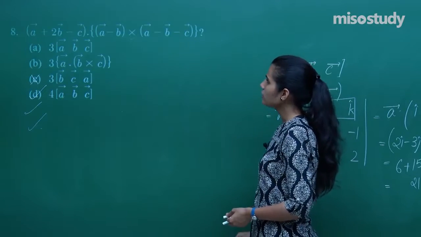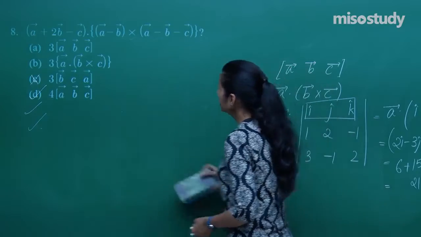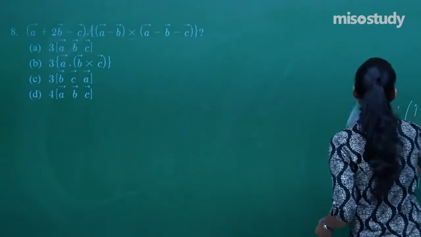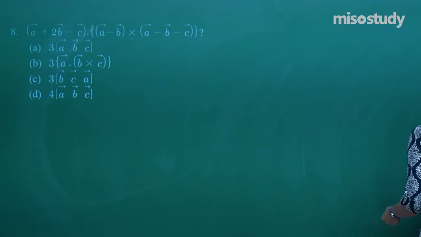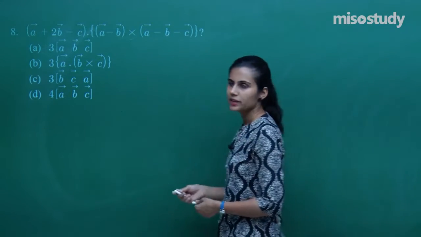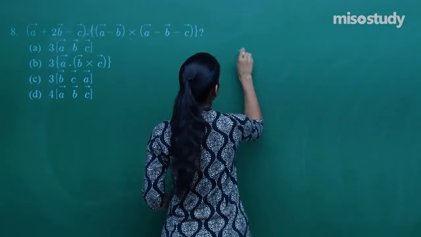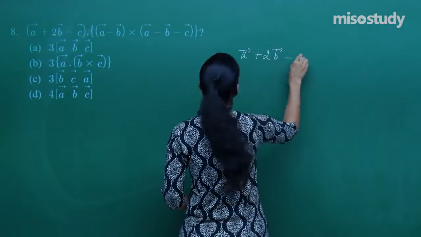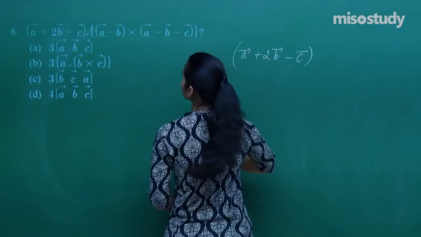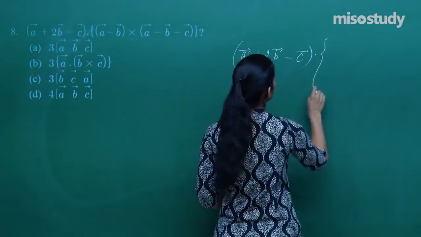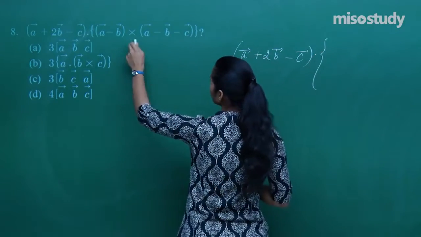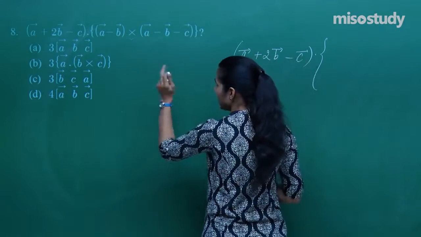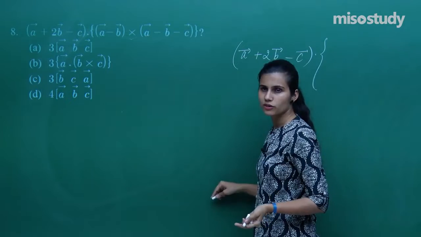Next question, let's see, is what? An expression is given to you and you are being asked what it is equal to. Okay, let's try to understand. All the properties should be at our fingertips. A plus 2B minus C, right? Dot product with. Now here, something cross something. Use the distributive property. Addition and subtraction, they are distributive over the cross product.